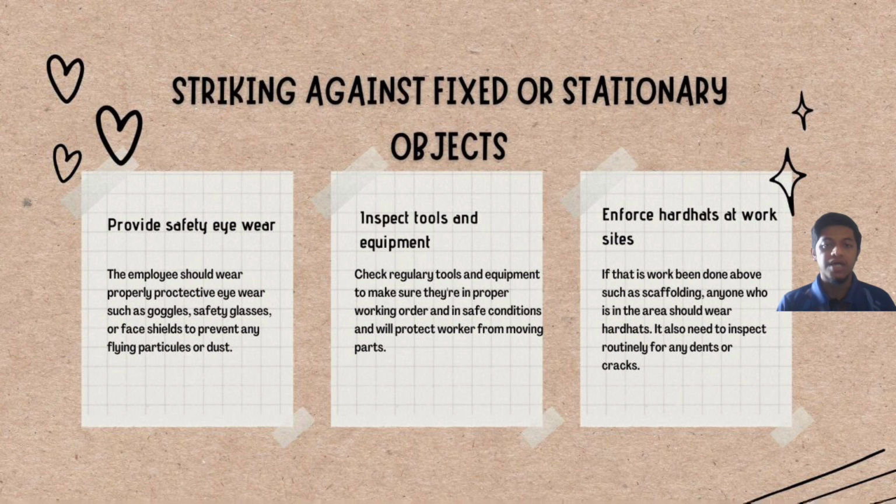An example of hazard control strategies is protecting against fixed or stationary objects. We provide safety eyewear. The employee should wear properly protective eyewear such as goggles, safety glasses or face shield to prevent any flying particles or dust. Then inspect tools and equipment. Check regularly that tools and equipment are in proper working order and in safe condition, to protect workers from moving parts.